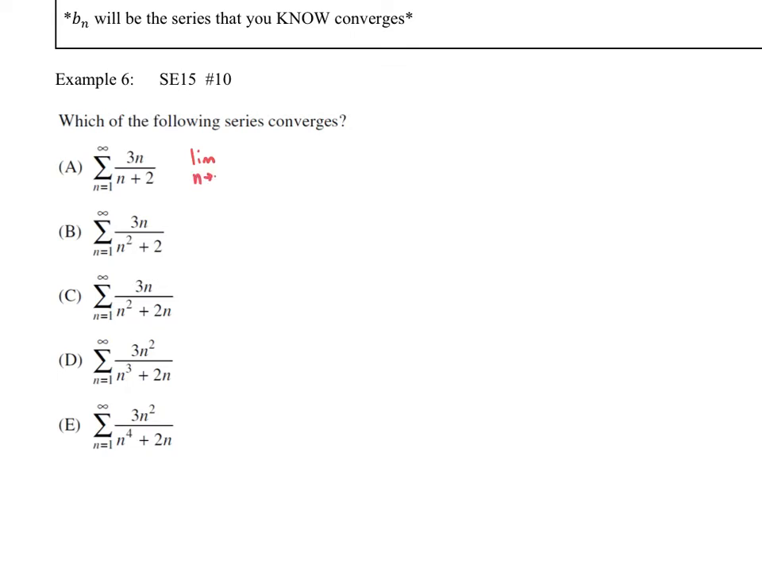It's the limit as n goes to infinity of 3n over n plus 2, and that limit is 3, which is not equal to 0. Therefore, this is divergent by the nth term test, or the limit test, or the test for divergence, whatever name you would like to use. They all sort of mean the same thing. So that's convergence test number 1. Okay, the remaining parts of this problem, B, C, D, and E, are all very, very similar.